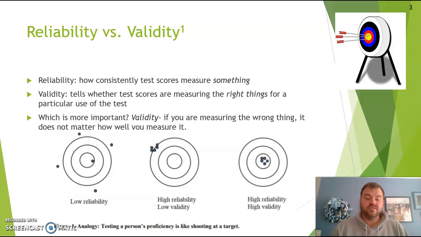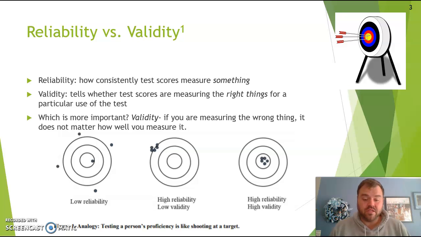So a little bit about the difference between reliability versus validity. Reliability is how consistently test scores measure something, whereas validity tells whether test scores are measuring the right things for a particular use of the test. Which is more important? Well, validity, because if you're measuring the wrong thing, it does not matter how well you're measuring it. You can see below, this gives a great example.